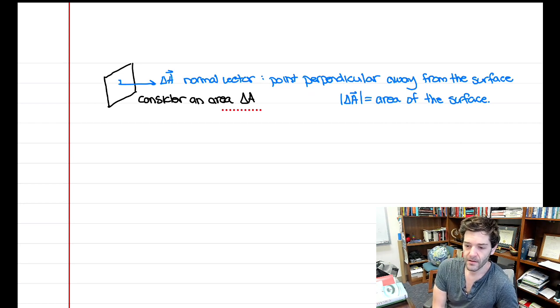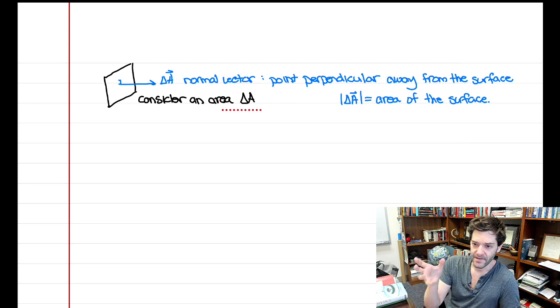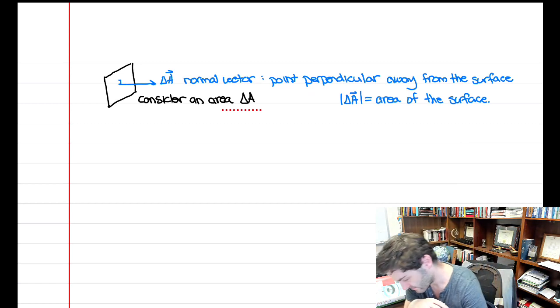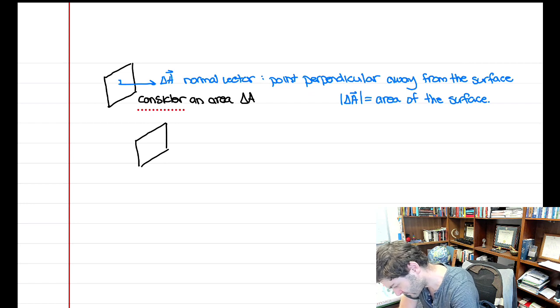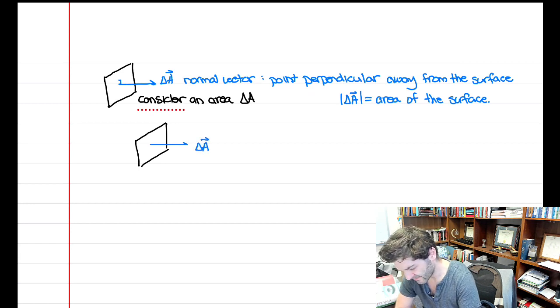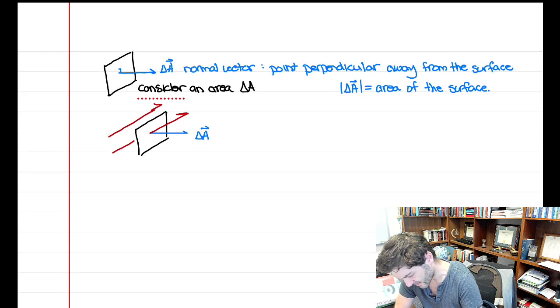So now, if we want to talk about this definition which we call flux, we want to talk about how much of the electric field is piercing the surface. So let me redraw. We have a normal vector, which I'll try to be consistent and draw in blue. Here's my normal vector, delta A. And suppose I have an electric field that's uniform and going in this direction through the slab. It's the same everywhere, so it's a uniform electric field going in that direction.